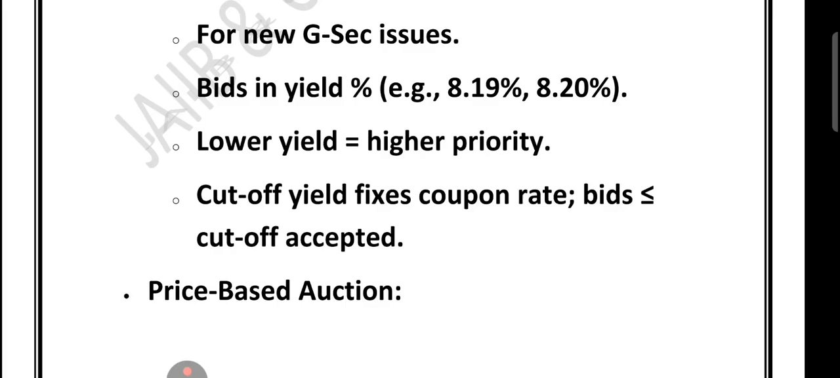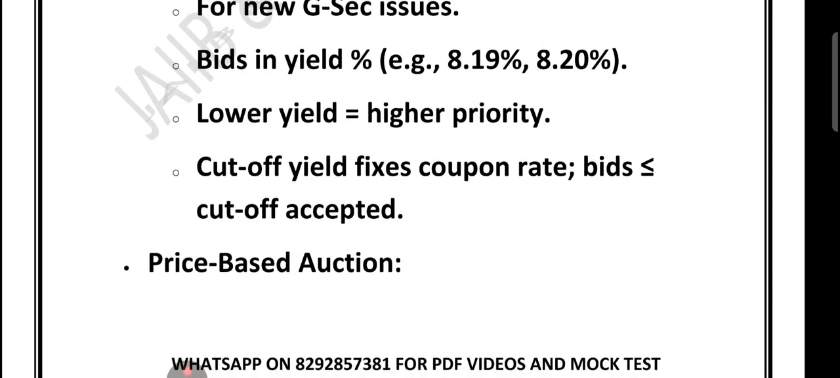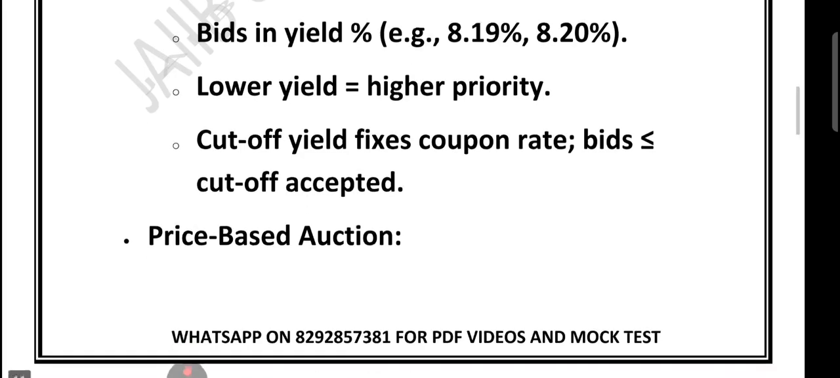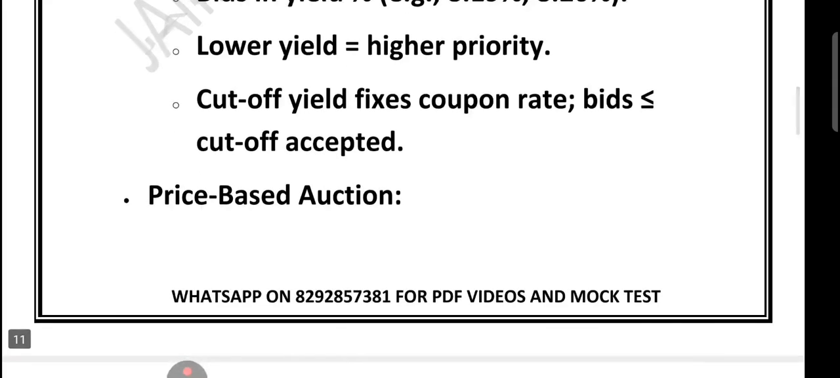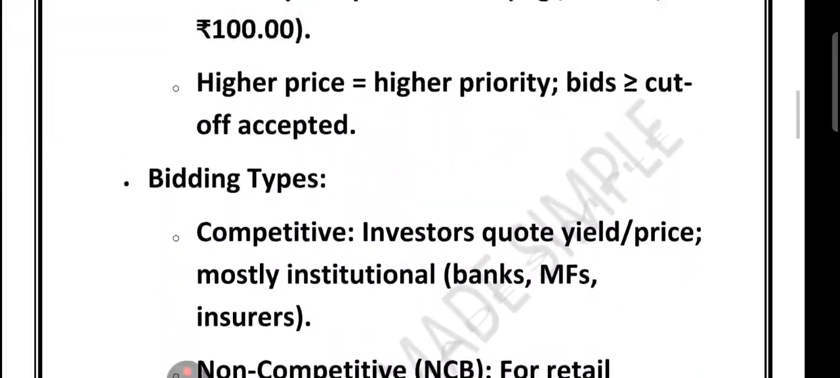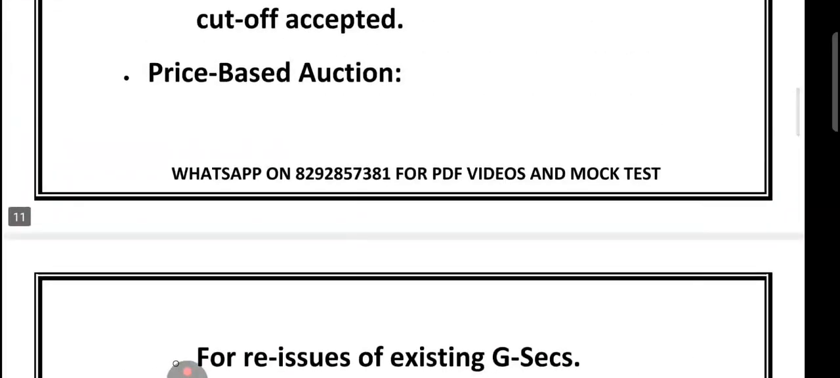And what is the meaning of yield? Yield is the return that they expect. For example, they may expect 8.9% return or they may expect 8.20% return. In this system, the lower the yield, the better, because it means the investor is willing to accept a lower return, which is good for the government, right? Lower yield is better. And one more point is that once all the bids are received, the cutoff yield is decided. This becomes the coupon rate of the bond, and all bids equal to or below the cutoff yield are accepted.